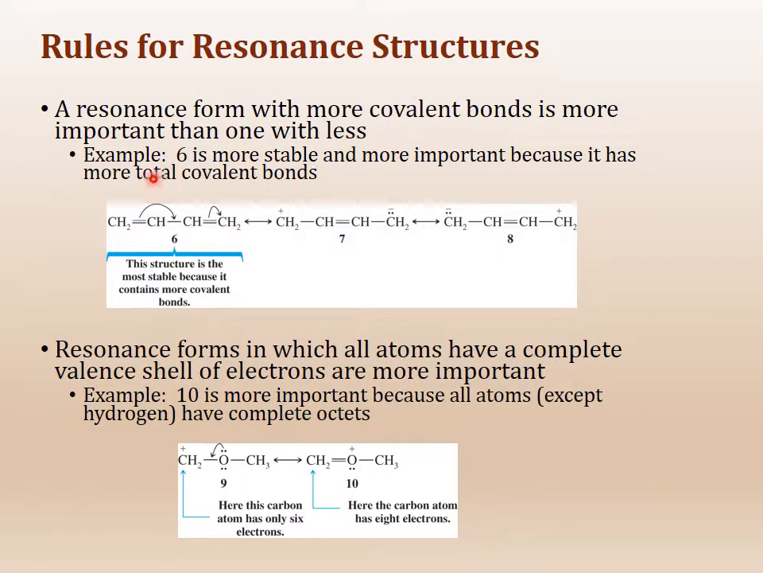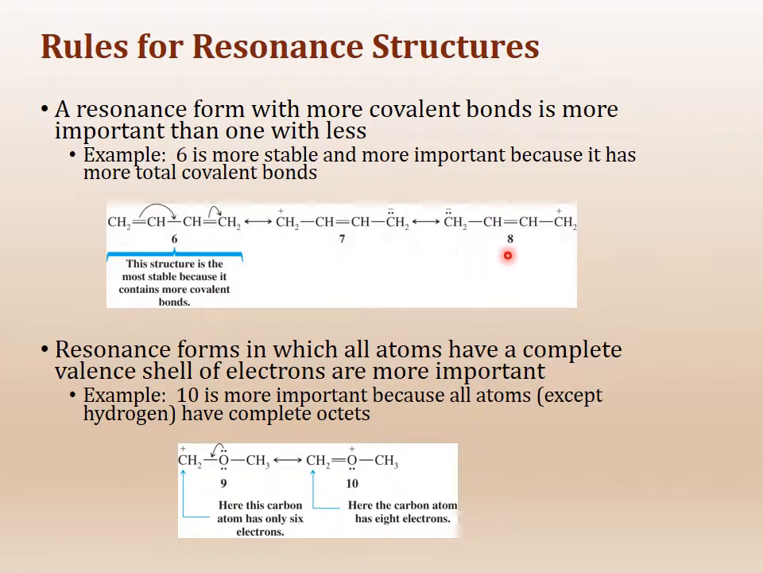So let's look at the stability over here. The stability depends on, first of all, the total number of covalent bonds. The more covalent bonds there are, the more stable a contributing structure is. What does it mean by covalent bonds? It means the electrons are bonded rather than in the form of a charge, like a positive or a negative. So this structure here is going to be more stable than structure number 7 or 8.